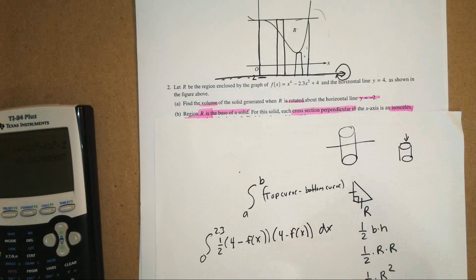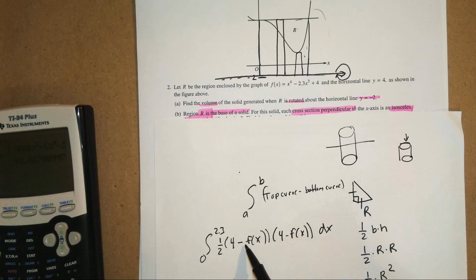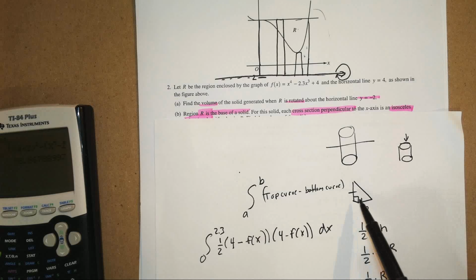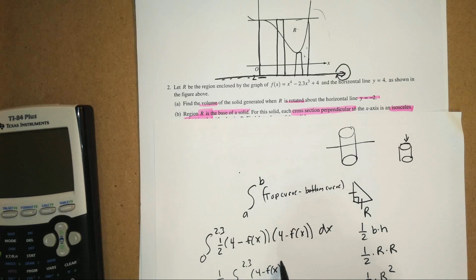And to give you a hint, every year if you look at it, the base is always given to you. So the base is usually going to be what you find, and then the height is always going to be a reflection of whatever the base is. So since they told you that it's an isosceles right triangle, the base and the height were both equal to each other. So another way of simplifying this is as 1/2 integral from 0 to 2.3 of (4 minus f of x) squared dx.